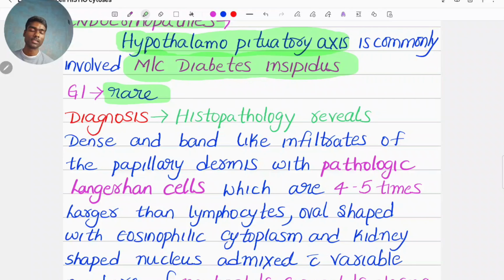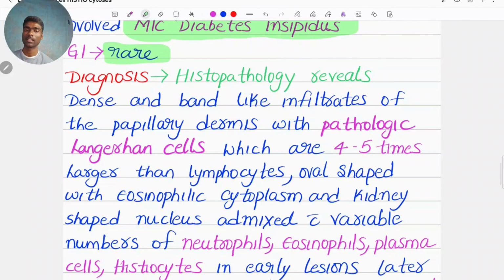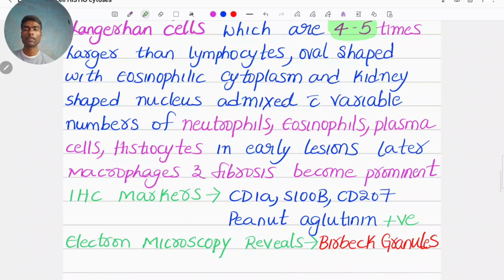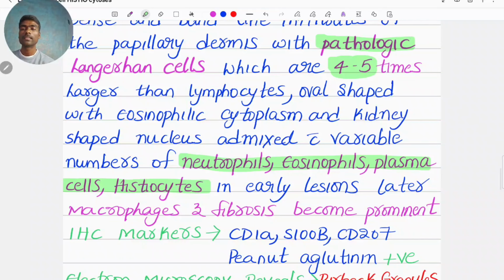How will we diagnose this disease? Histopathology reveals dense, band-like infiltrates of the papillary dermis with pathological Langerhans cells, which are 4 to 5 times larger than lymphocytes, oval-shaped with eosinophilic cytoplasm and kidney-shaped nucleus, admixed with variable numbers of neutrophils, eosinophils, plasma cells and histiocytes. As I already told you, these neoplastic cells secrete osteopontin, vanin and transforming growth factor beta, which attract these inflammatory cells: neutrophils, eosinophils, plasma cells.